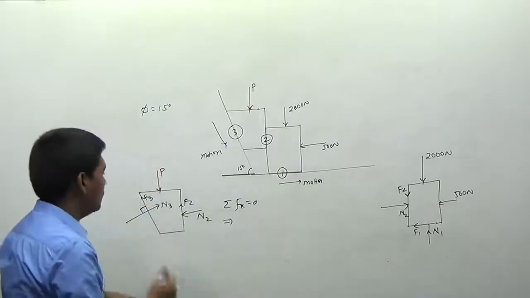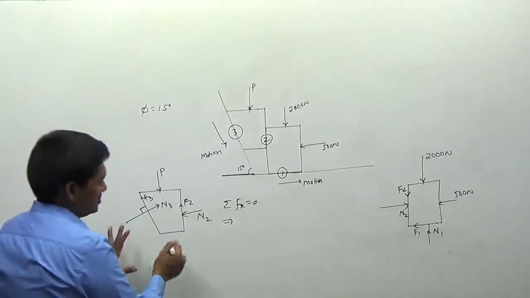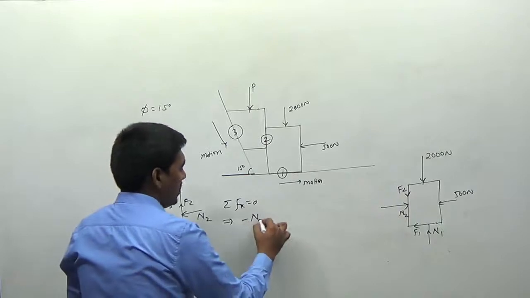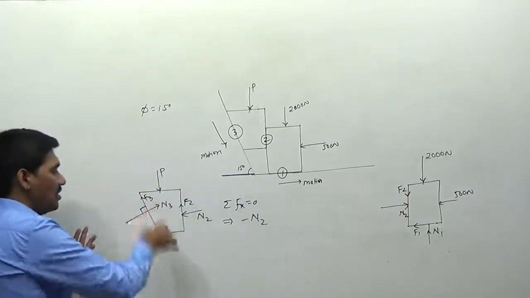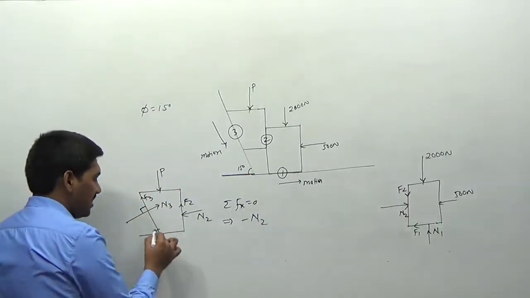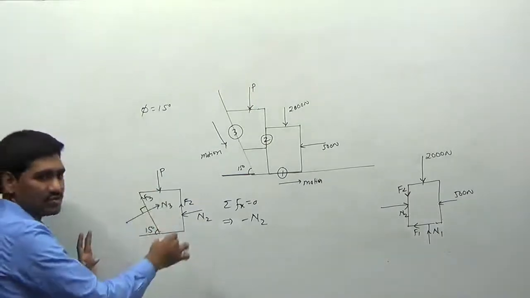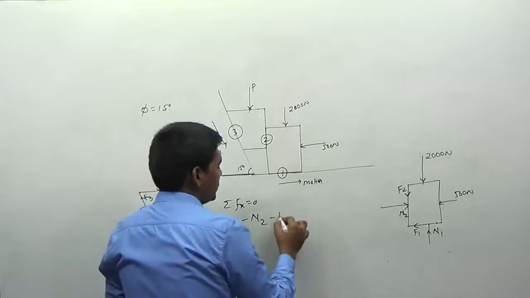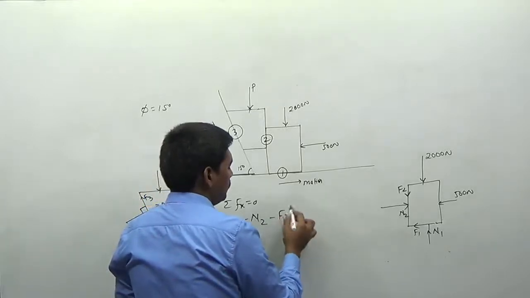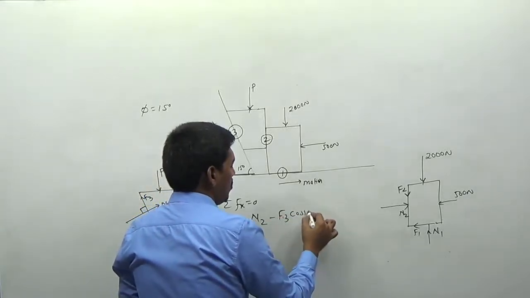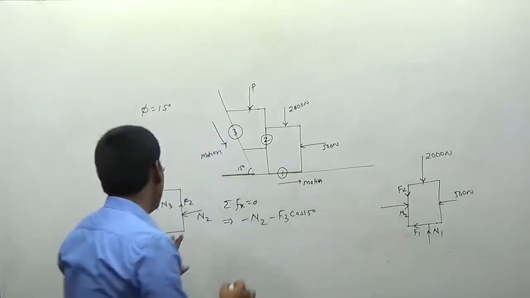Fx is equal to 0 here. So what about the forces? N2 is acting in this direction, so minus N2. What about friction here? The friction force is acting at an angle of 15 degrees with the horizontal. So if you resolve this friction force F3, I can get the component as minus F3 multiplied by cos 15 degrees. What about N3 here?